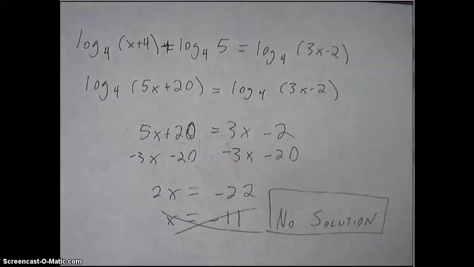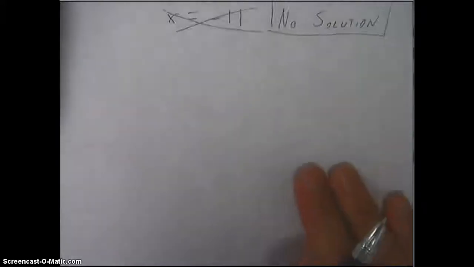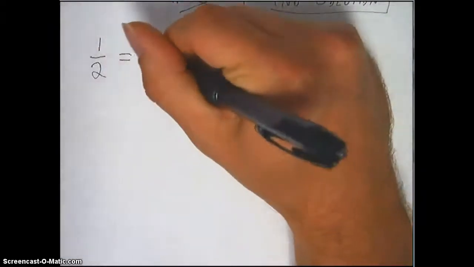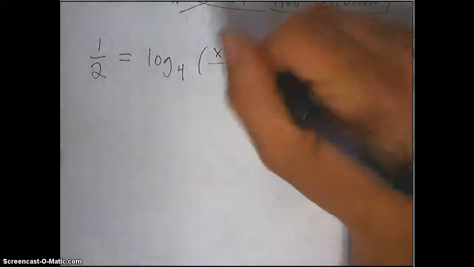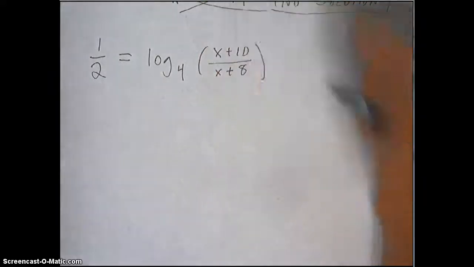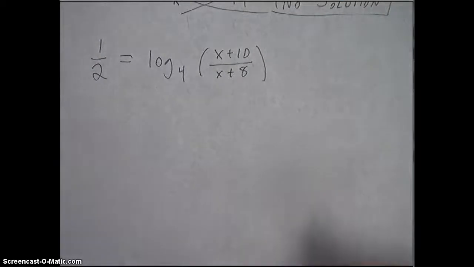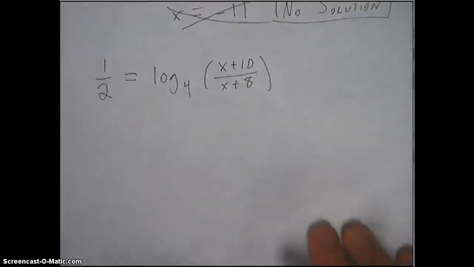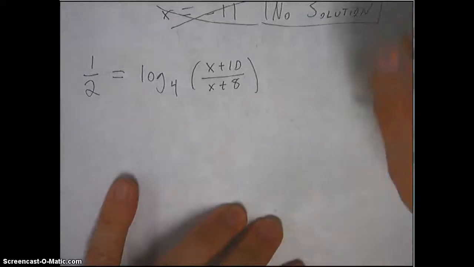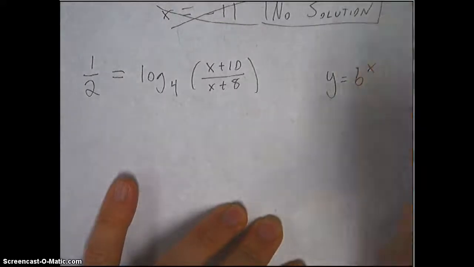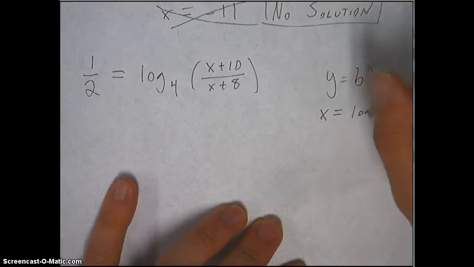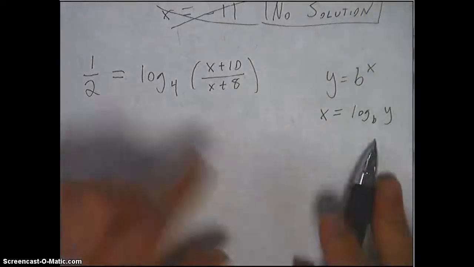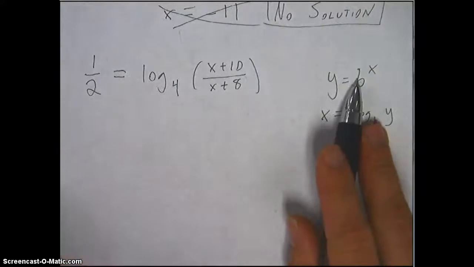One last thing I want to show you. We've got 1/2 equals log base 4 of x plus 10 divided by x plus 8. Now, on this one, you're going to want to use your rules for equations. So remember that y equals b to the x. That's how you write the exponential equation. But if you have a logarithm, x equals log base b of y. So I want to rewrite this logarithm equation as an exponential.